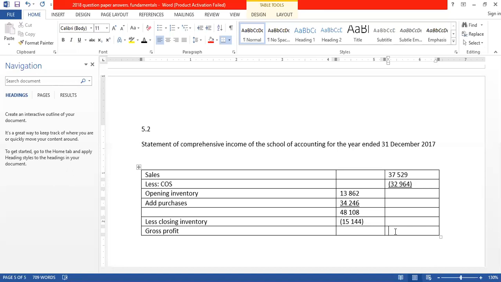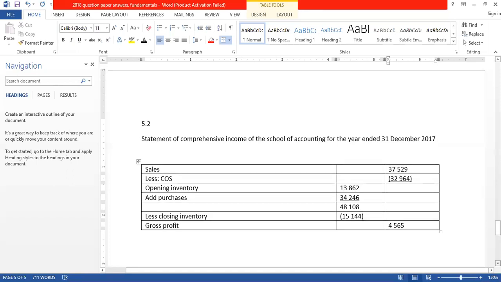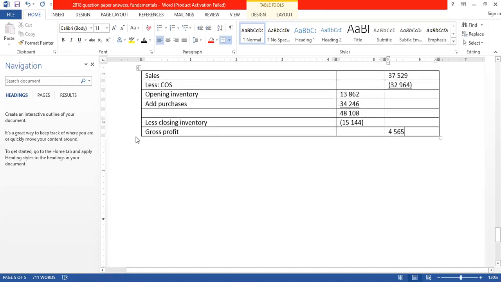minus 32,964 will give us an amount of 4,565. And then we move on.